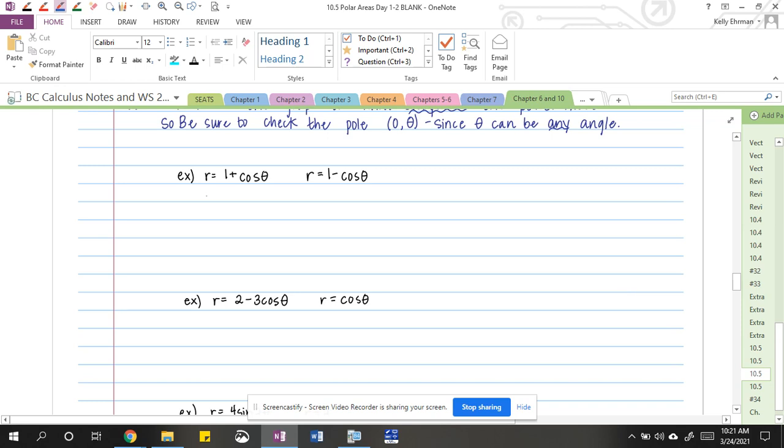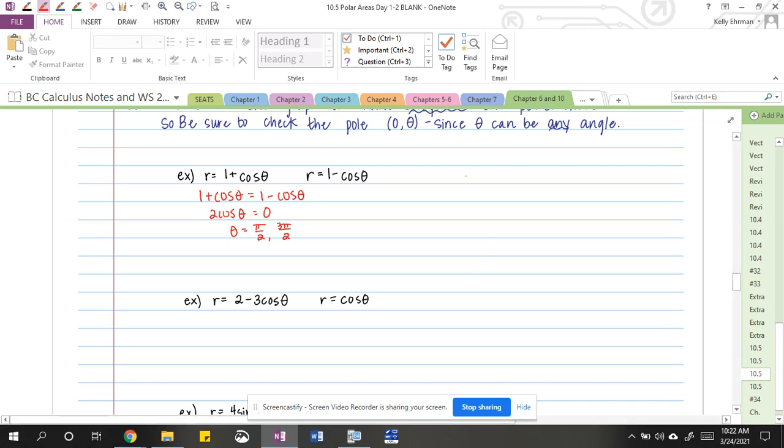Okay, so we're just finding points of intersection. Start off by just setting the two curves equal to each other. What is 1 plus cosine theta equals 1 minus cosine theta? I can get 2 cosine theta on the left side equals 0, and I can get theta equals pi over 2 and 3 pi over 2. And we're always talking about 0 to 2 pi. By the way, we don't have to give infinitely many answers.